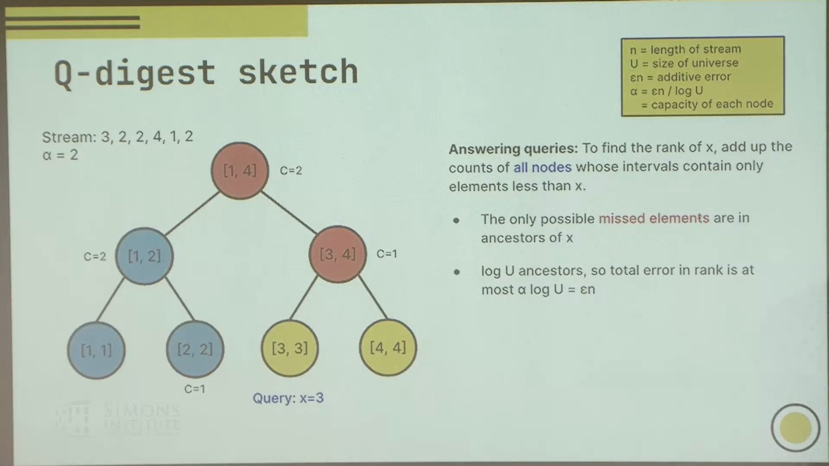Right? Okay. So how many elements in total could we have missed in this rank query? Well, there are log u ancestors because this is a big binary tree of height log u. And each of them has at most alpha elements that they contain. So the total error in the rank is just alpha times log u at most. And we picked alpha so that this is at most epsilon n. Okay, does that make sense to everyone? Are there any questions?